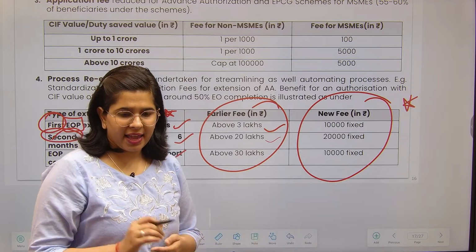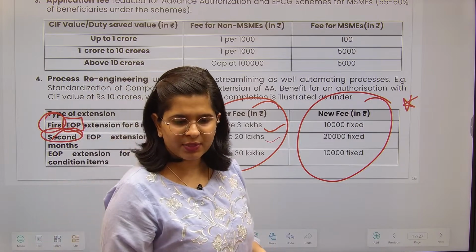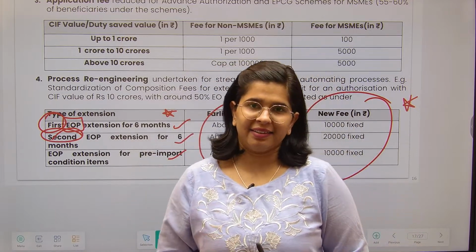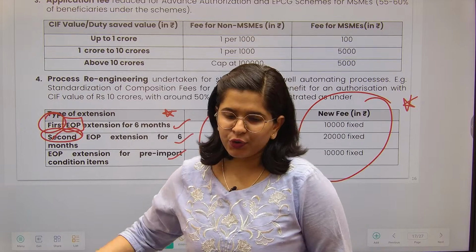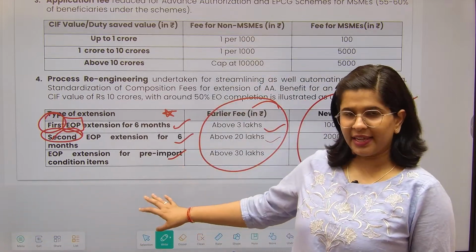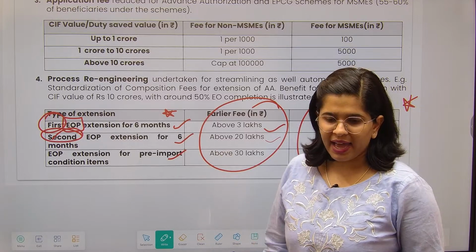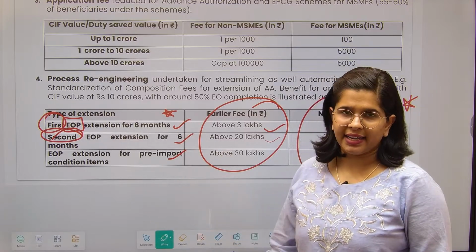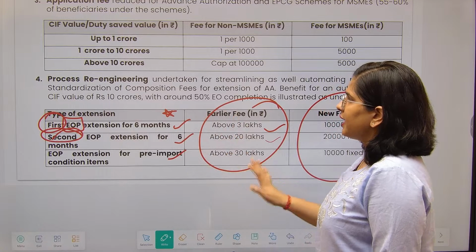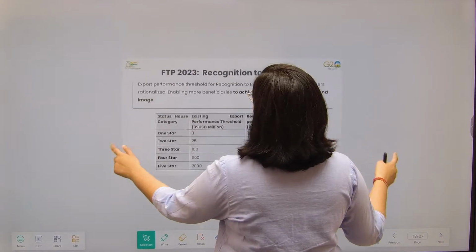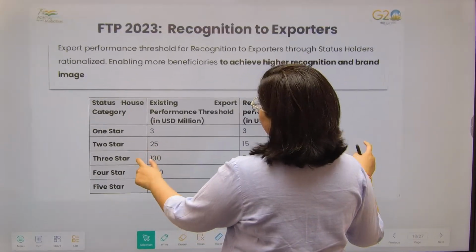Tell me whether you have understood this point or not. I know that this might be a little bit technical, but even if you do not understand it here itself, just wait for it. We are going to discuss the full FTP as well. These are just the highlights. So just remember that yes, there is a fee reduction that government has done. Now next is the recognition to exporters.